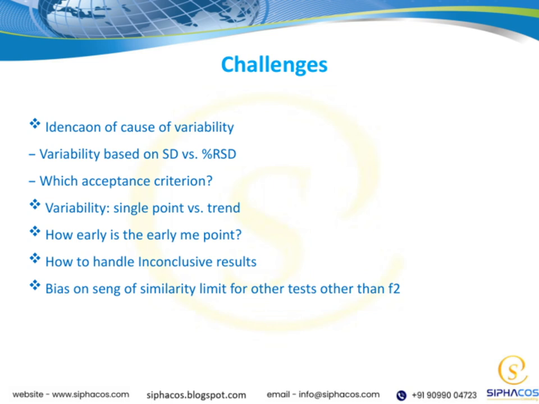Another challenge concerns setting the similarity limit, especially for tests other than F2. There can be bias in how these limits are established, which might affect the overall interpretation of similarity. Throughout all of this, understanding these sources of variability and the criteria we set helps us improve the robustness of our analysis and ensures we're making sound, data-driven decisions.